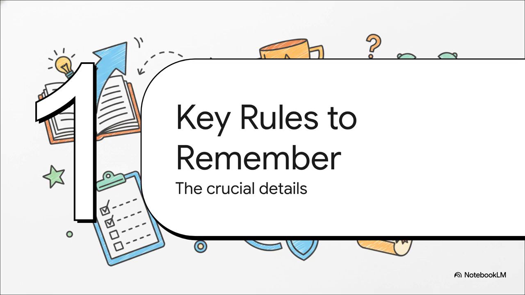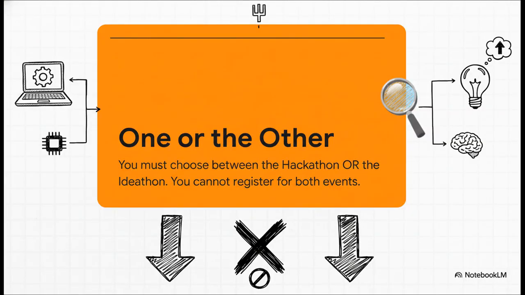This last section is all about the fine print, those little rules that apply to everyone. These are the details that are easy to miss but can get you disqualified, so let's make sure we've got them covered. This is a big one. You have to pick a side. Your team can compete in the Hackathon or the Ideathon. You absolutely cannot register for both. So take a look at your idea, figure out where it fits best, and commit to that track.